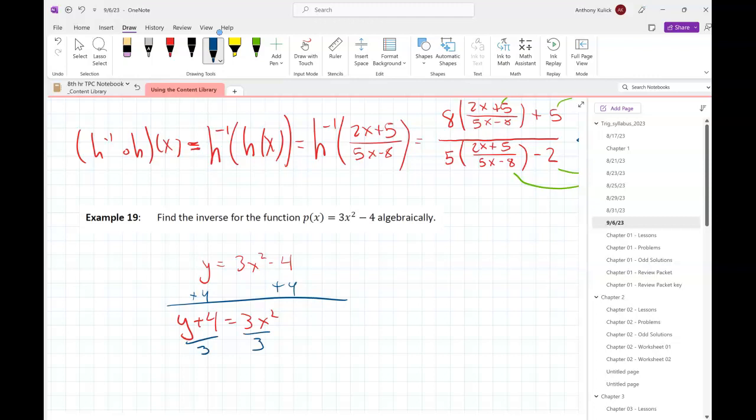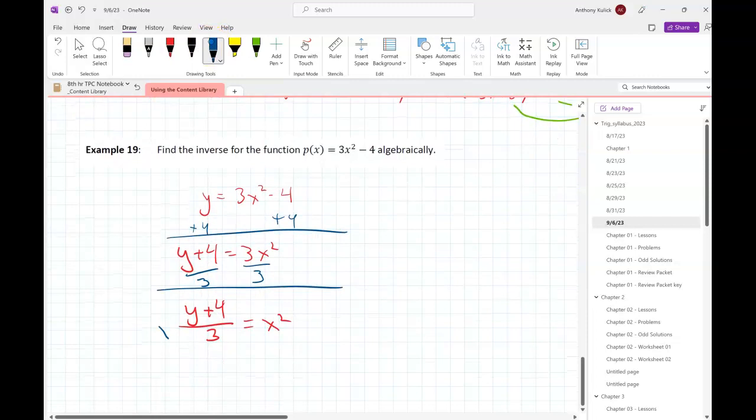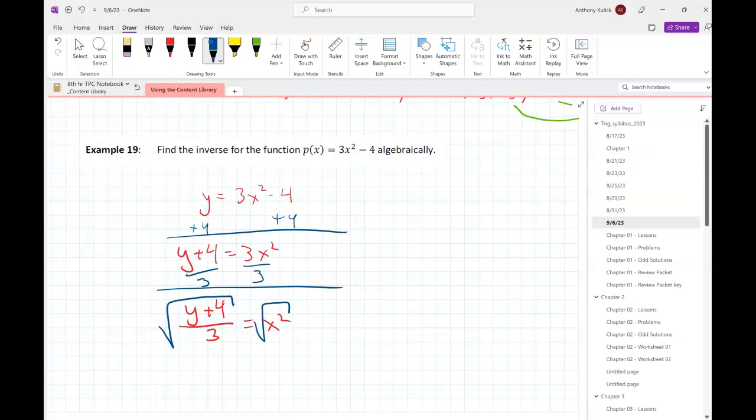You don't want to do the square root yet. You want to wait until you've got that x squared by itself. And now when we square root both sides of an equation, what do we have to be careful about? Excellent. Plus or minus. We're on our A game today. Now be careful when you're writing this square root.